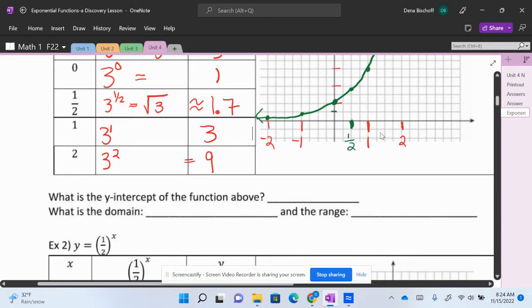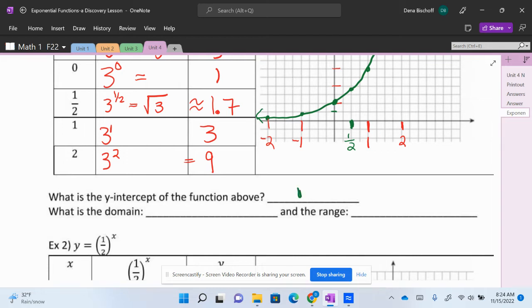What's the y-intercept? Where does this graph cross the y-axis? At 1. What was the input value of this? To get an output of 1, what did we input? 0. So the y-intercept is 1, and it happens when x equals 0. That sounds really familiar to a linear function, right? Crosses the y-axis when x is 0.